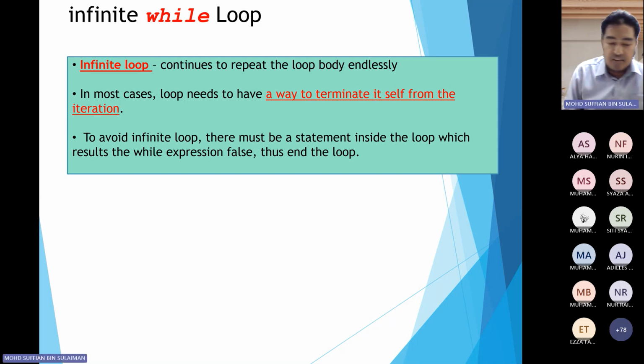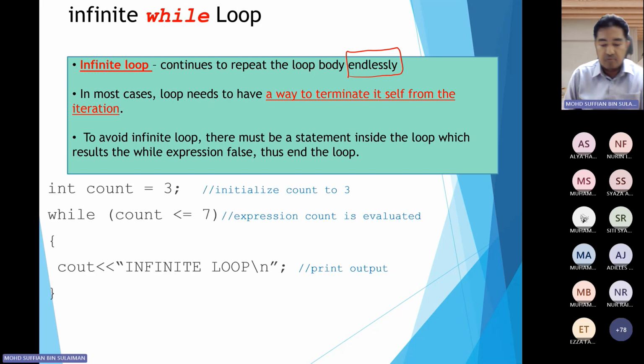Okay, next. Infinite loop. An infinite loop continues to repeat the loop body endlessly. It never stops. In most cases, a loop needs to have a way to terminate itself from the iteration. To avoid an infinite loop, there must be a statement inside the loop which makes the expression false, thus ending the loop.